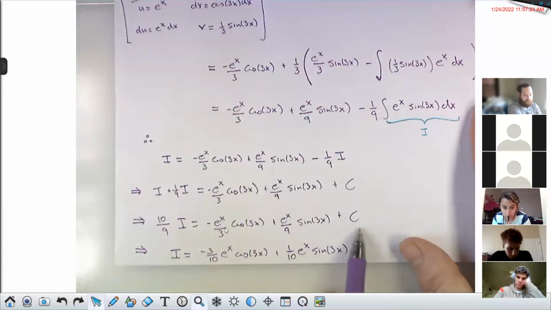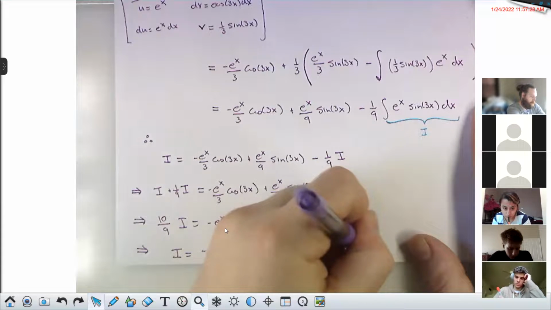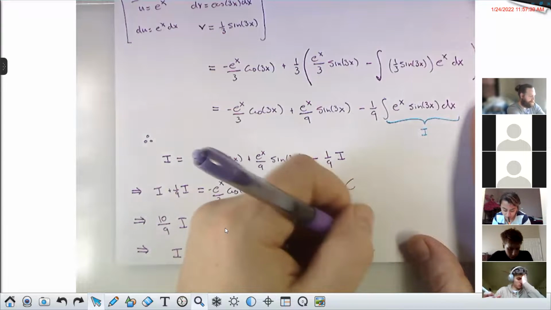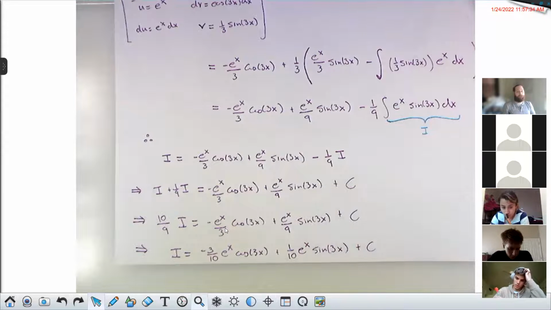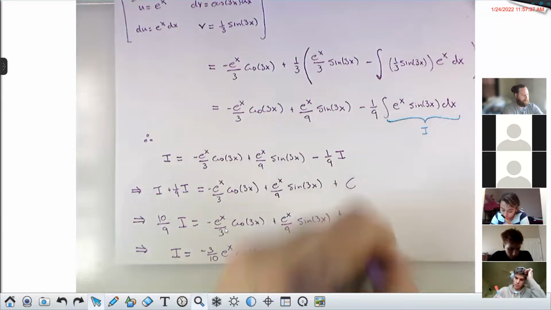And 9/10 times c, where c is an arbitrary constant, is still some new arbitrary constant. You can just leave it like this. This is fine. And that's job done.